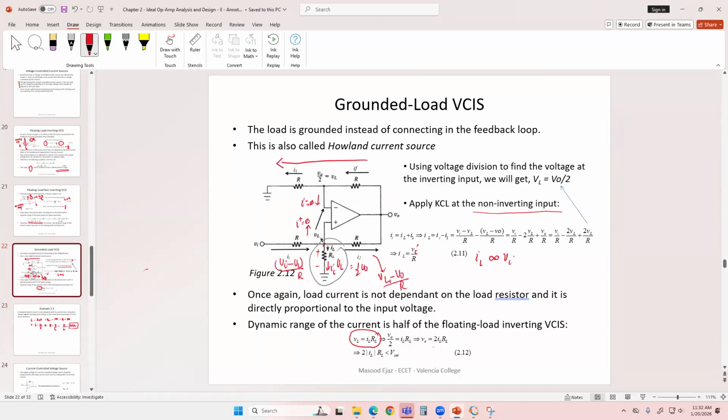Remember, there are 4 R's. All of these R values are 10 kilo ohm in the circuit, if you are designing the circuit such that the load current is 1 milliampere for the input voltage of 10 volt.